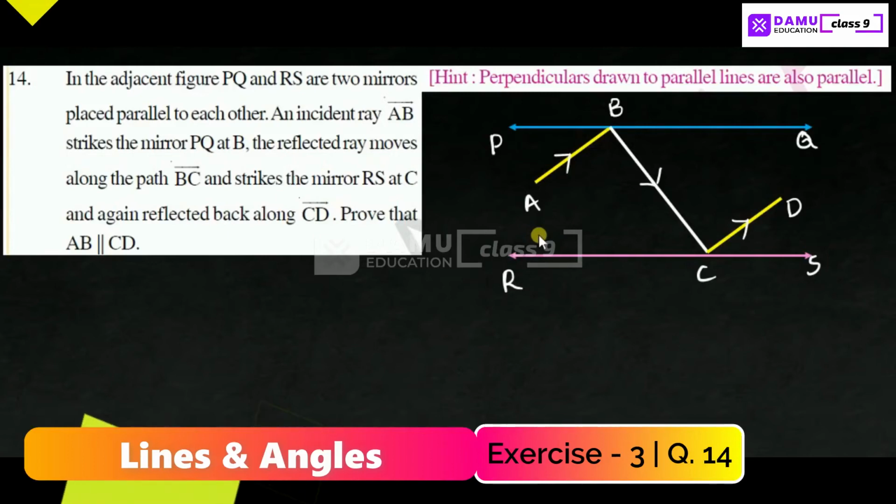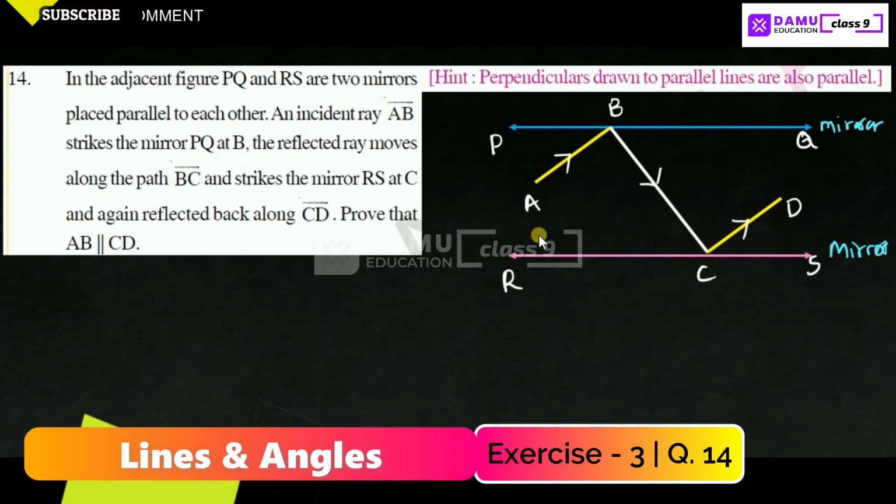Yes, in this module we are going to discuss the 14th question. In the adjacent figure, PQ and RS are two mirrors. So this is a mirror, and this is also a mirror. Two mirrors are placed parallel to each other. The distance between the two mirrors is always equal, only then are these two parallel to each other.